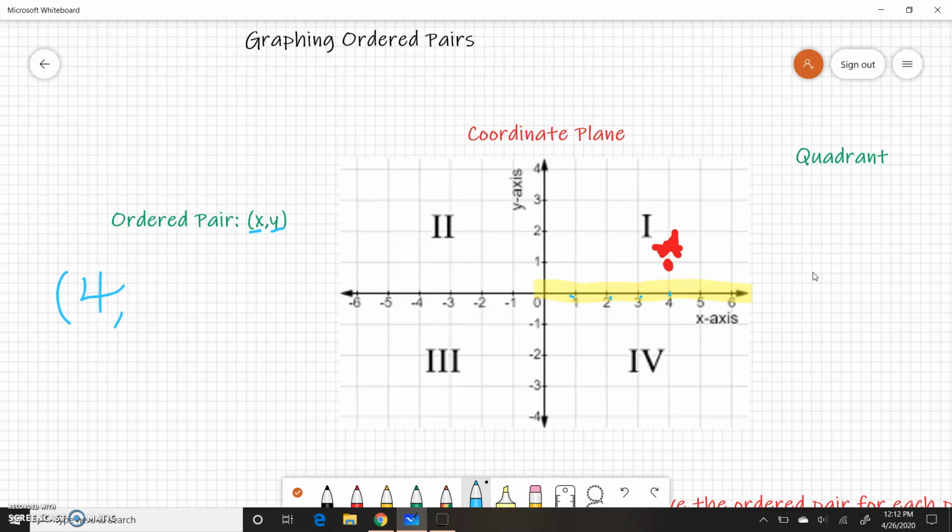In other words, then I go up. How many squares up do I go? 1. So I go up 1 on my Y-axis. So your ordered pair for letter A would be 4, 1. Let's look at another example.